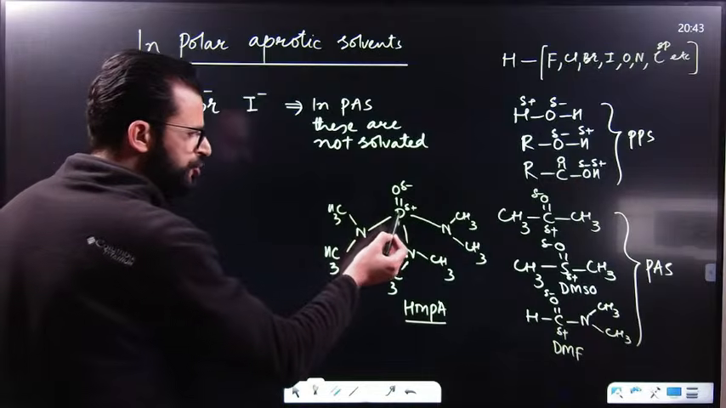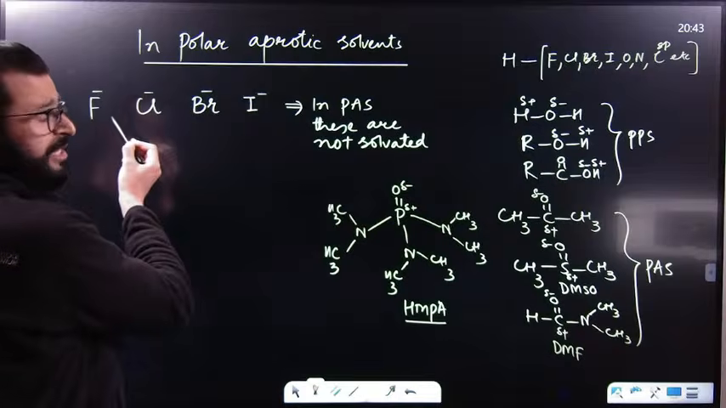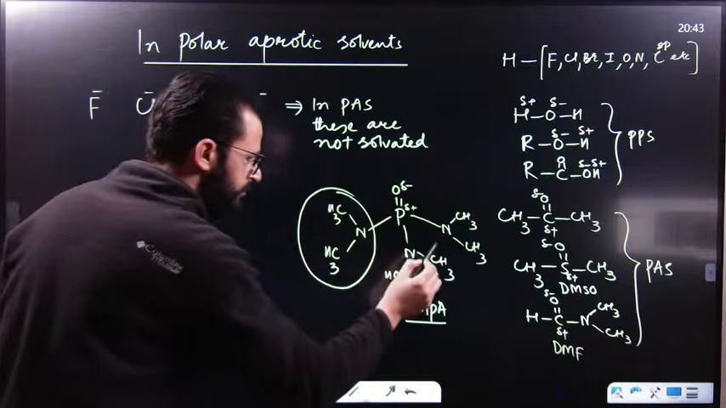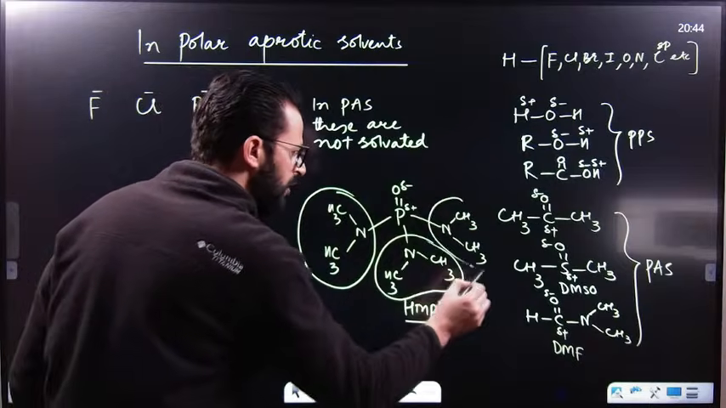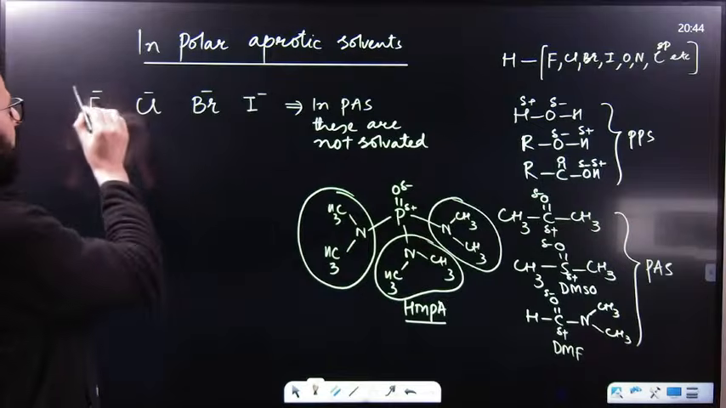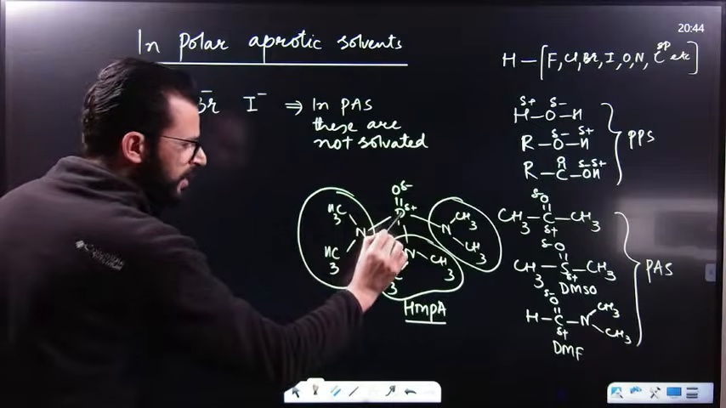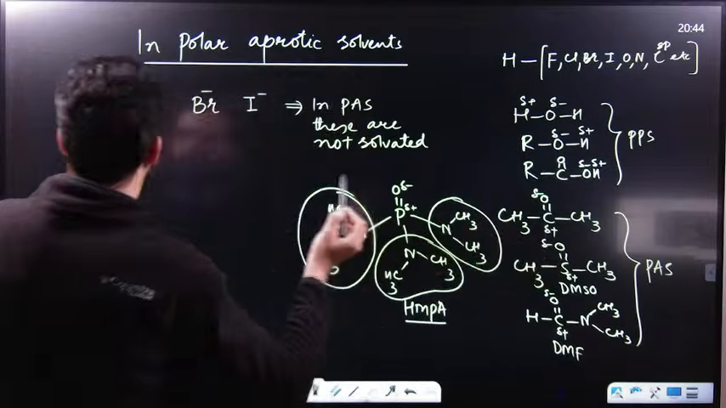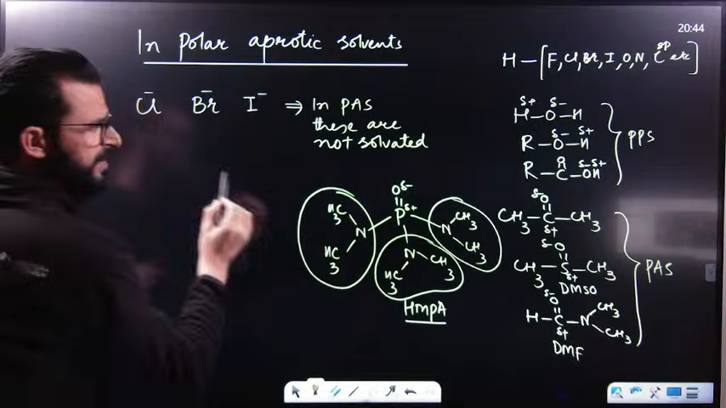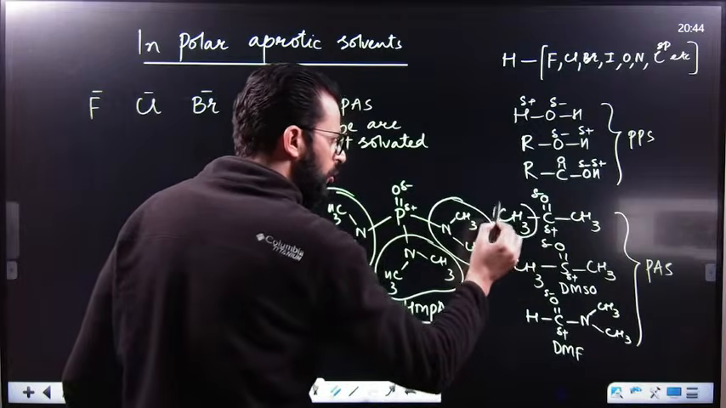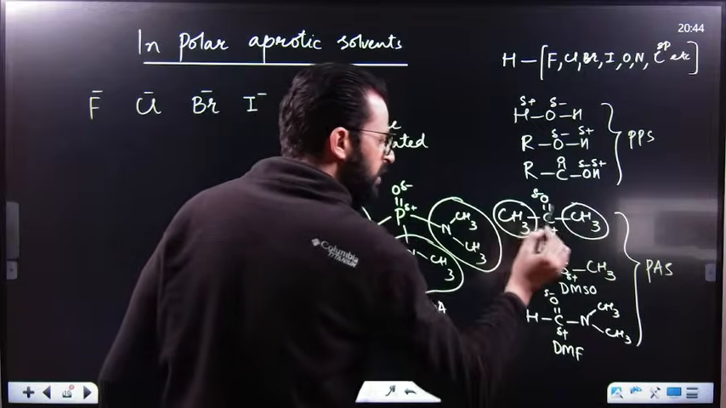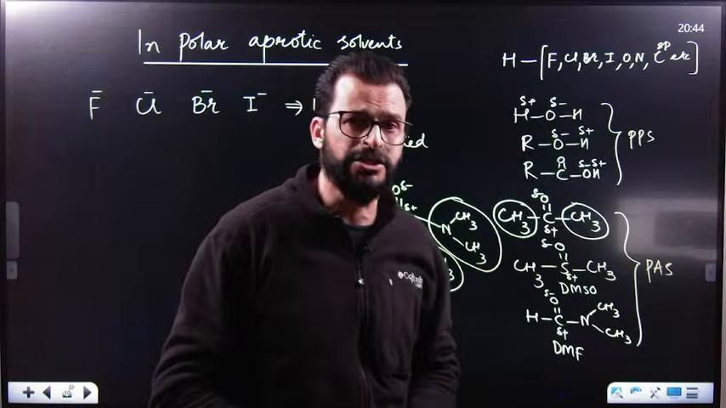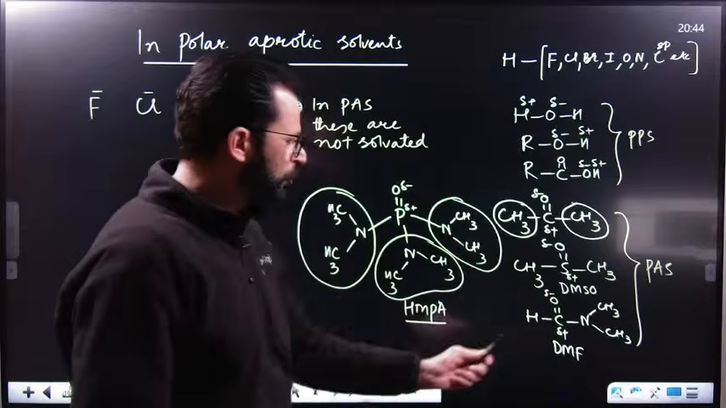Have a look. If this positive part is trying to surround this, there will be repulsion because of these bulky groups. The electron cloud of these bulky groups will repel the electron cloud of F minus. That's why this cannot surround F minus. Similarly, if this C positive is attracted towards F minus, the C positive also has CH3 closer to it. That means bulky groups are there, so there will be repulsion. In a nutshell, negatively charged ions or anions are not solvated in polar aprotic solvents.